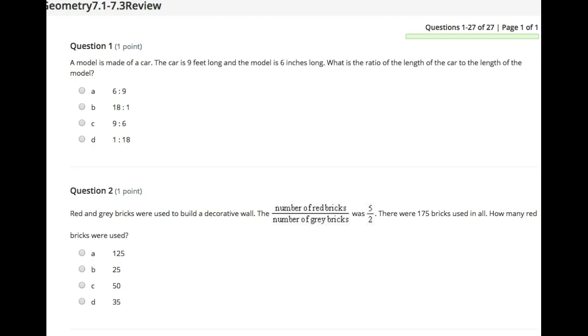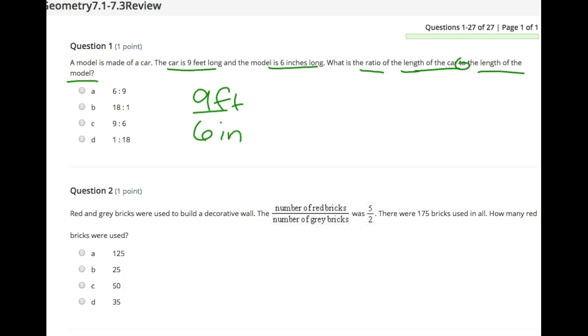So this one says a model is made of a car. The car is 9 feet long and the model is 6 inches long. What is the ratio of the length of the car to the length of the model? So that tells you the order and that we're writing a ratio. We know that ratios are going to be a fraction, and it's the actual car to the model. So if I look, this was my car of 9 feet, and my model was 6 inches.